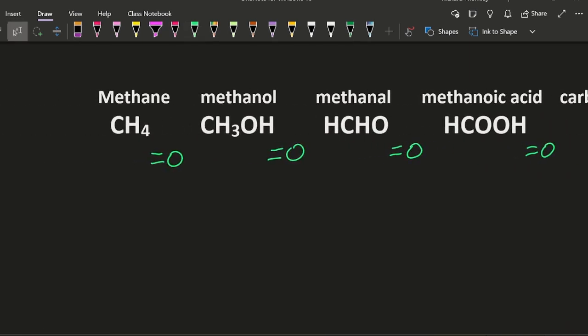Following the rules, hydrogen in a compound is plus 1, it's 4 of those, which leaves minus 4 for carbon. Hydrogen's plus 1, oxygen's minus 2. Now, you can put plus 3 here for the hydrogen, and then you'd lose a point, because that's the sum of the oxidation states. So to follow the IB requirements, you can either put plus 1, plus 1, plus 1, or you can just put plus 1. Plus 3's wrong. And that's going to be minus 2.